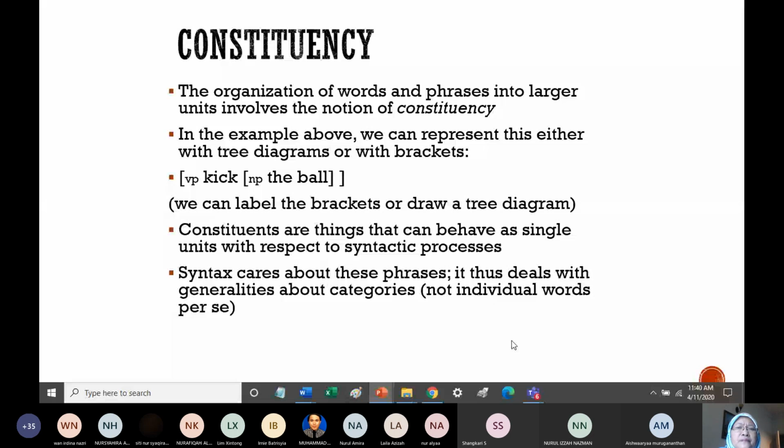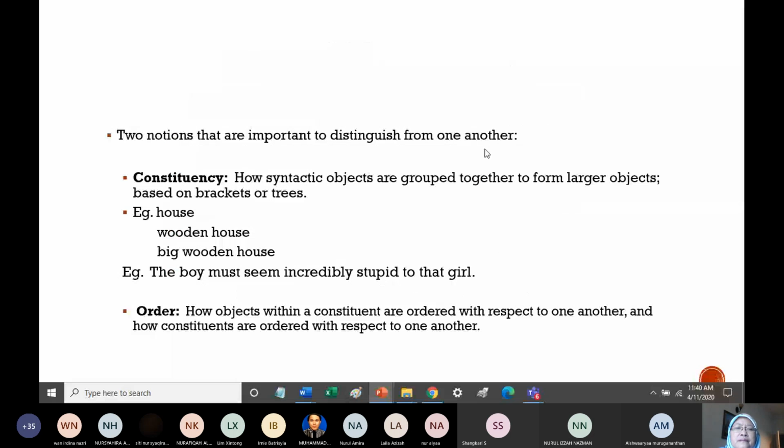The organization of words and phrases into larger units involves the notion of constituency. In the example, we represent this with diagrams. Okay, so you have kick the ball. We can notice that there are constituents. First is the noun phrase, the ball, and then second is kick. We can label it with a square bracket, or we can draw a tree. Constituents are things that can behave as single units with respect to syntactic processes.